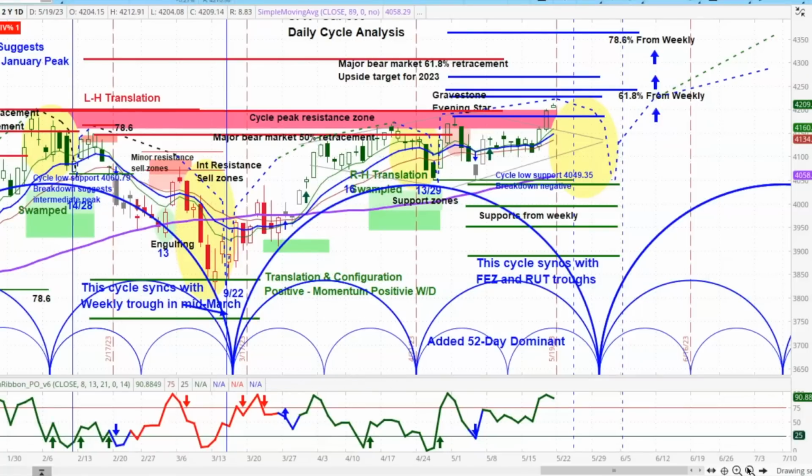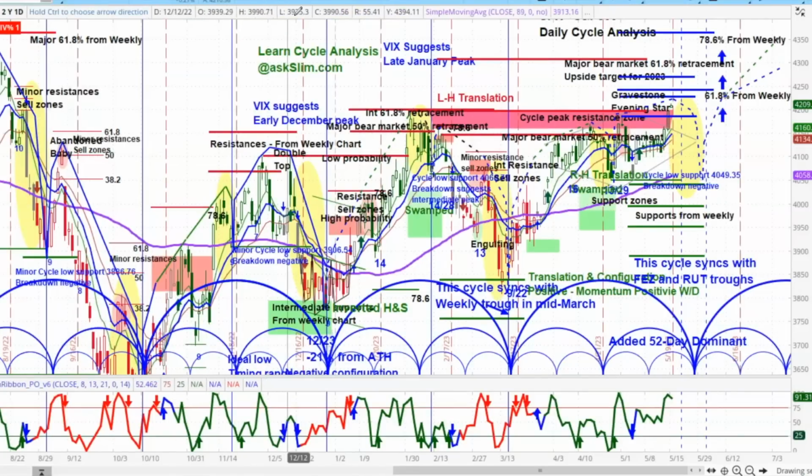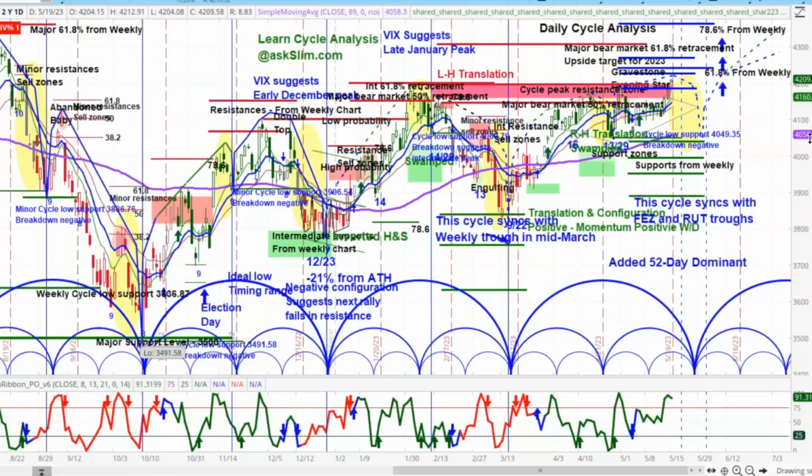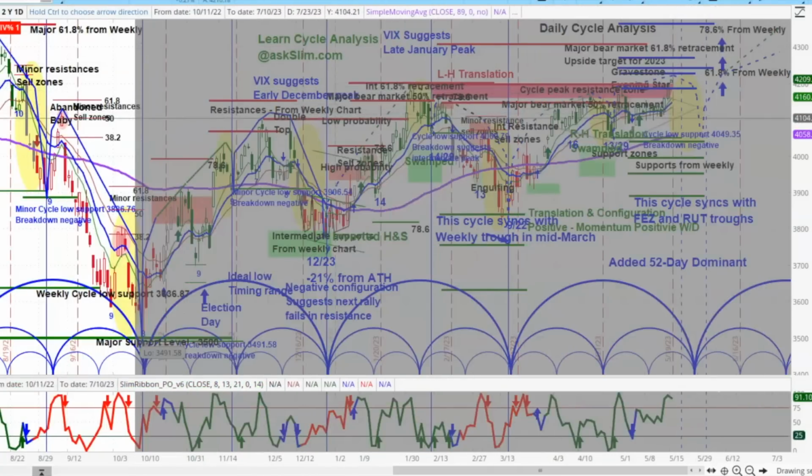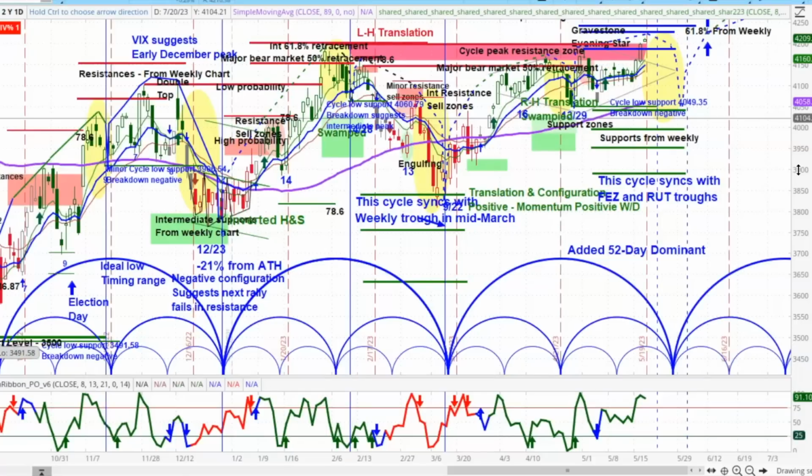So what are we looking at here? We're looking at a daily chart. Again, we're always looking at cycle analysis. And let's take a look here. You can see the very, very pretty cycles that are in there. Remember, cycle brackets are on the bottom.